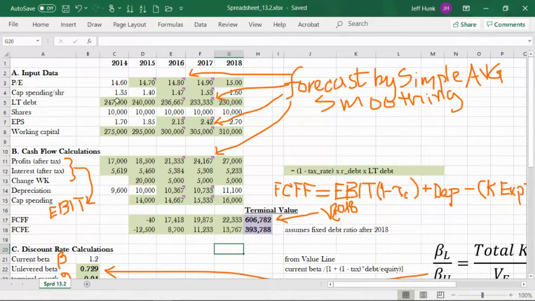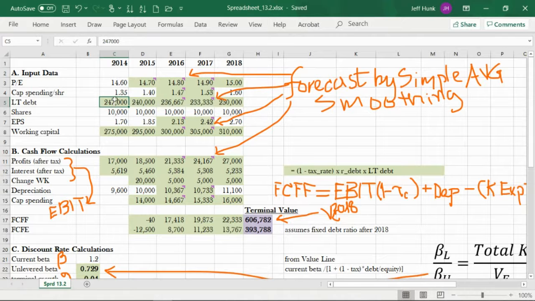So we have basic information, price earnings ratio. Well, you might wonder, why is that needed here? It will come in handy later. There's a reason for that. Capital spending per share, will that data come in handy? We'll see. Long-term debt is like bonds and mortgages, right? So whatever is in column C is given data.